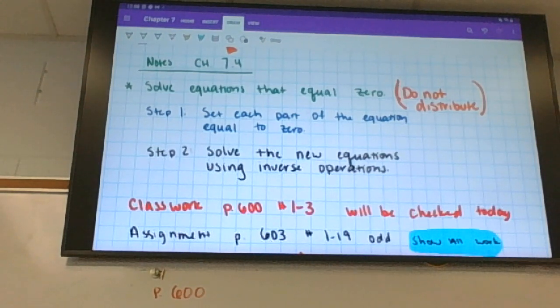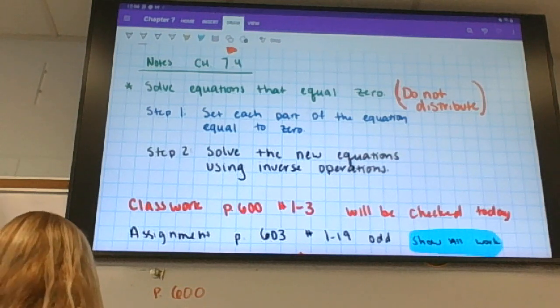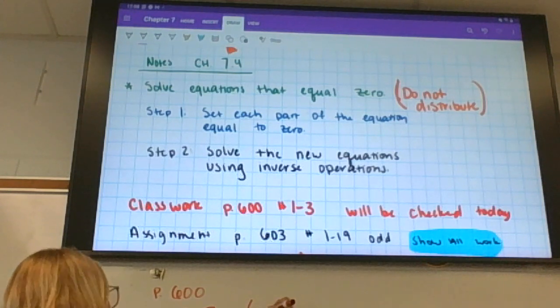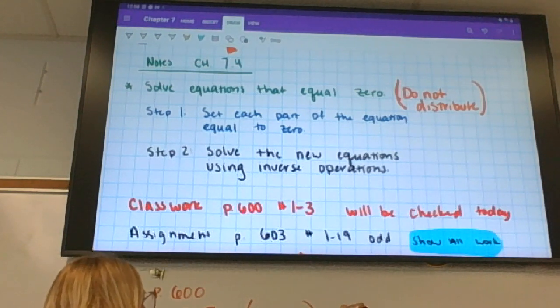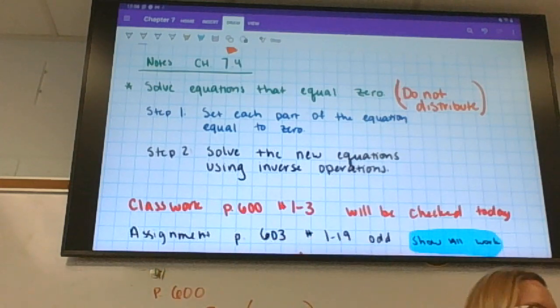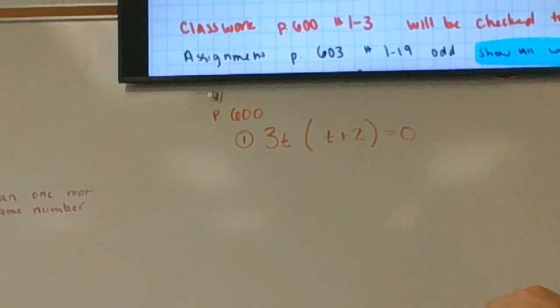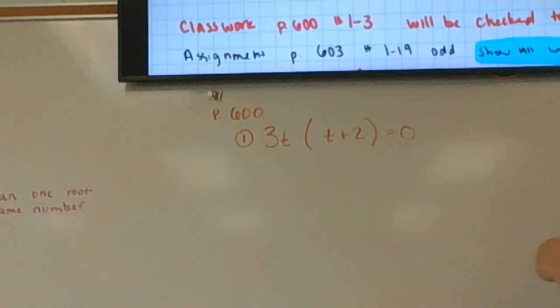Alright, so I'm going to do the first one on the board for everyone who's still writing. It says 3t parentheses t plus 2 equals 0. If you haven't finished writing this, you can just go right to the page if you want. The weird thing here is that you do not distribute. I'll show you why.